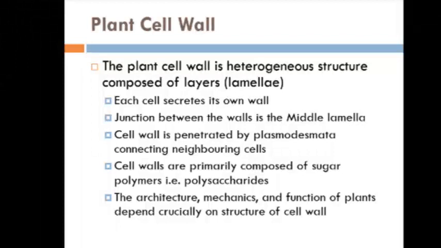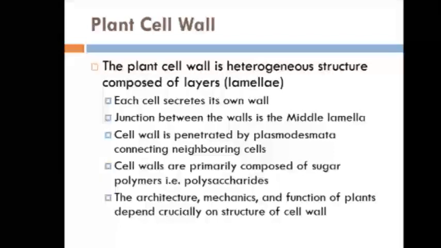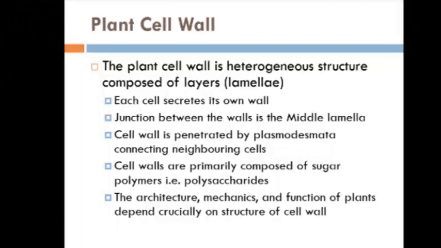Cell walls are primarily composed of sugar polymers. Cell wall contain hizi sugar polymer ambazo ni polysaccharides. Kwa hiyo hizi polysaccharide pia zinatumika katika ku strengthen the wall of cell wall. Polysaccharides. The architecture, mechanics and function of plant depend crucially on the structure of cell wall. So the function of this plant, function ya plant ina depend sana na this what? Structure ya cell wall ina depend sana. The architecture, mechanics and function of plant depend crucially on structure of cell wall. Ina depend sana katika structure ya cell wall. That's why it is very rigid. Ni ngumu ya structure ya cell wall.